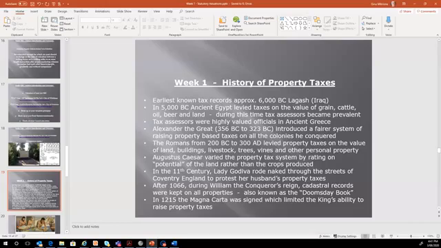In the 11th century, Lady Godiva, you would have all heard about her in school, I would imagine. She rode naked through the streets of Coventry, England. And she rode naked specifically to protest her husband's property taxes. So way back then, and I would assume even earlier than that, people were very annoyed and frustrated at the level of property taxes placed on their particular holdings. And that's nothing new. I mean, that would have occurred from day one that the property taxing system was introduced, and certainly exists today.